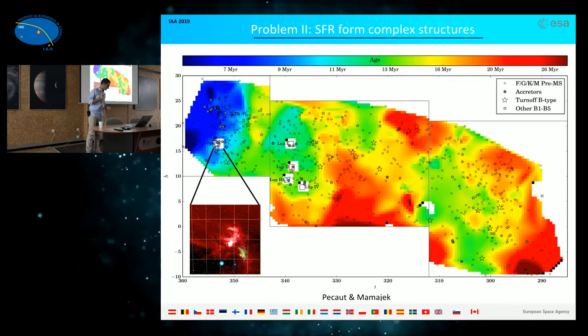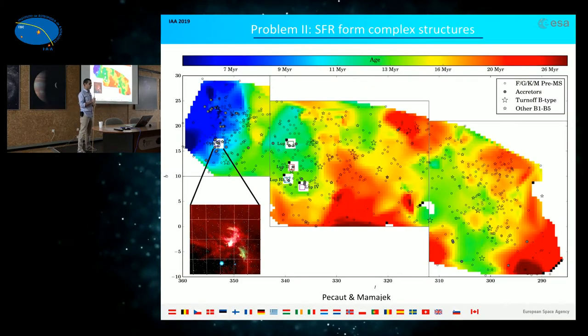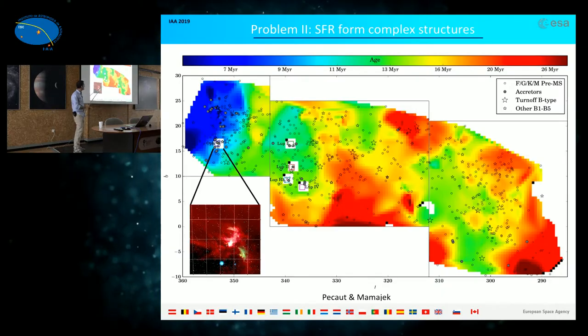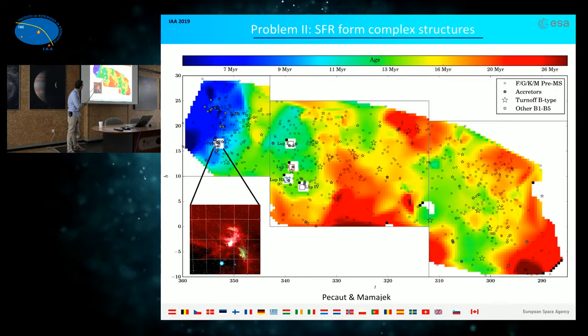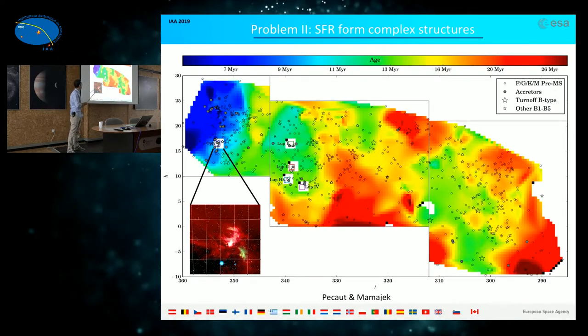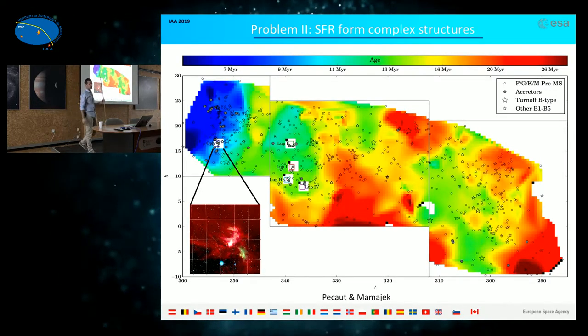And also, this is something that I think affects any star-forming region, actually. For instance, if you want to study Lupus or Chamaeleon, if I'm not wrong, it's also somewhere over there, you will have contamination from other stars.